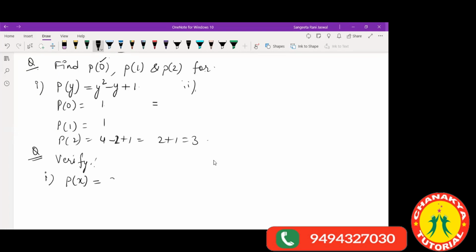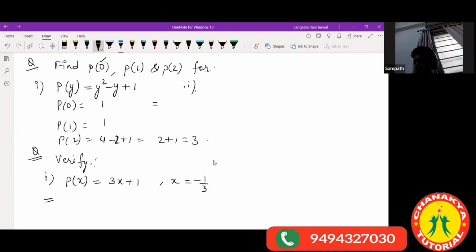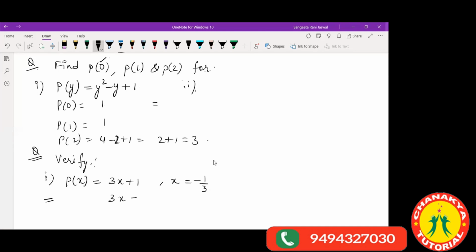P of x is given as 3x plus 1. It's a small polynomial equation. And the zero of the equation is given as -1 by 3. So what do we call a zero of a polynomial? Zero of a polynomial is that point of x at which the polynomial equation becomes equal to 0. That means this equation should become equal to 0. Now you put the value of x here: 3 times -1 by 3 plus 1.